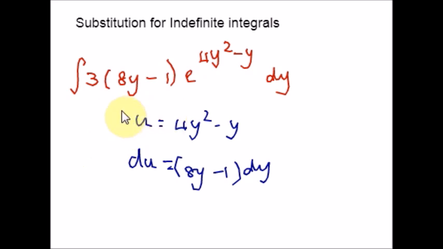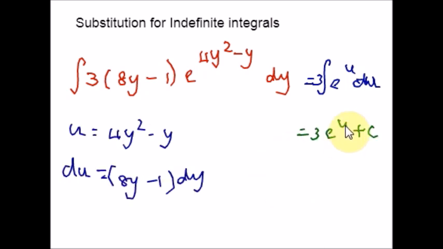The integral can then be written as 3, you can take the constant outside, and this would become e raised to u, and the rest of the expression would become du. Am I right? So, the integration of e^u du will become 3 e raised to u plus c. Again, back substitute the u that you assumed initially. So, the final answer would be 3 e raised to 4y square minus y plus c. That's it for this example.